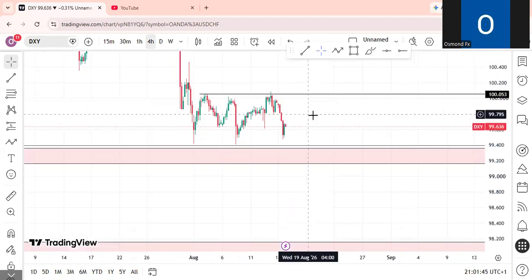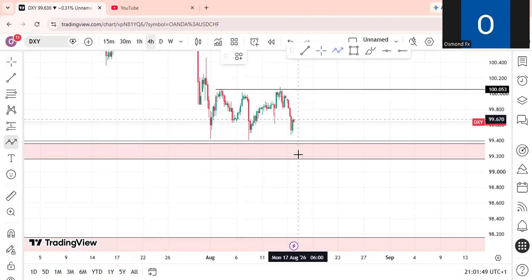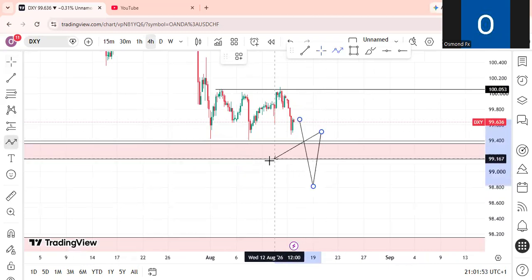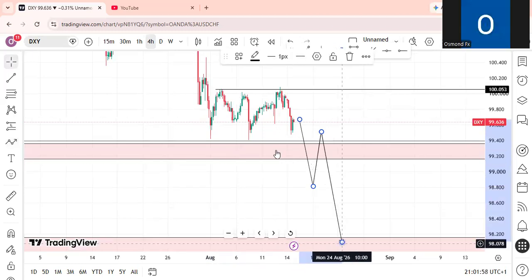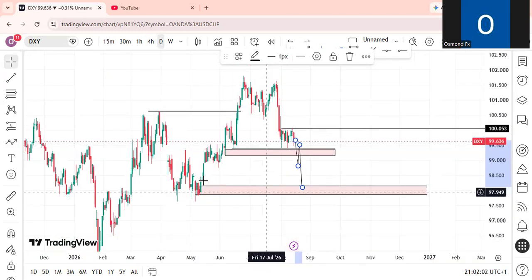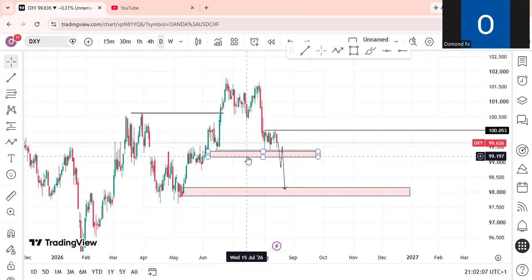So anything that will make this low, if market breaks this low, if market violates this demand zone, then we expect a sell to this daily time frame demand zone. All right. That's if this one did not hold.